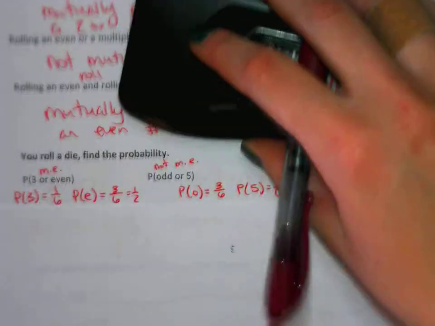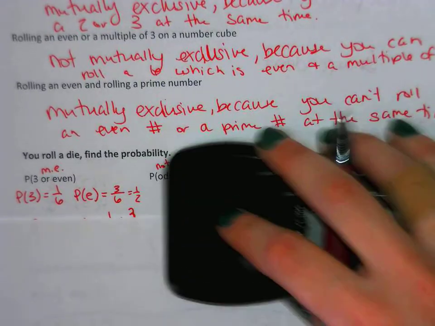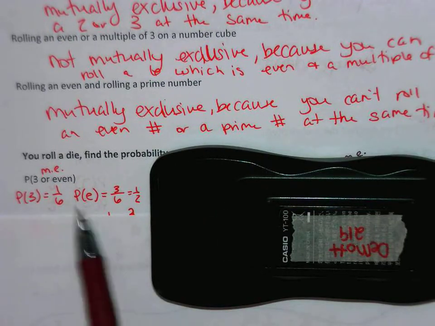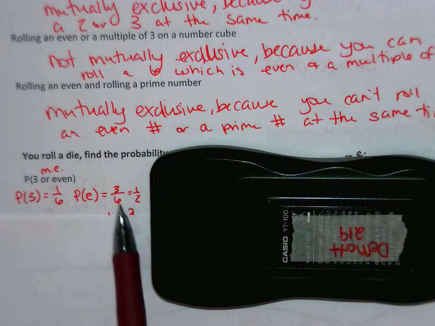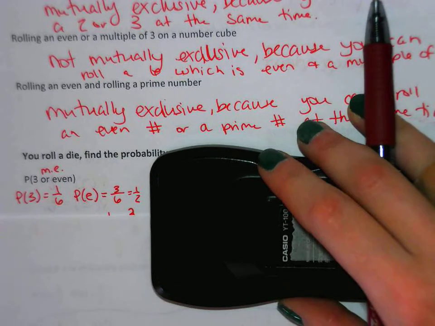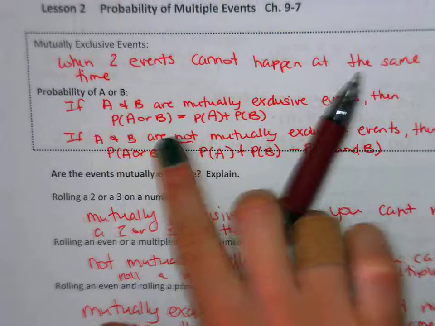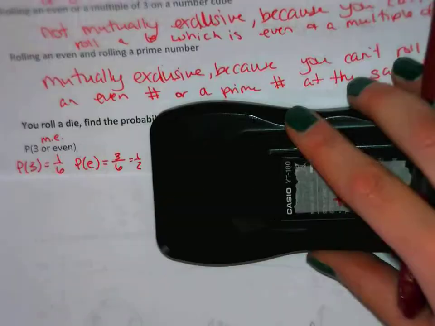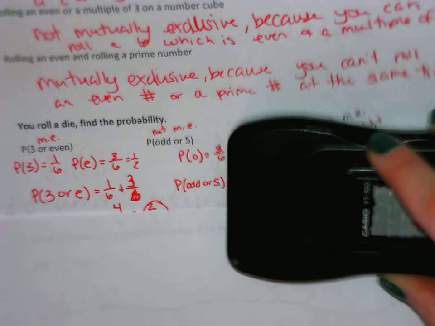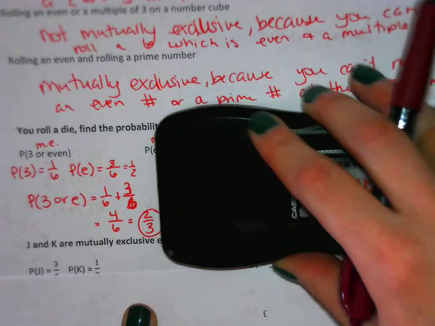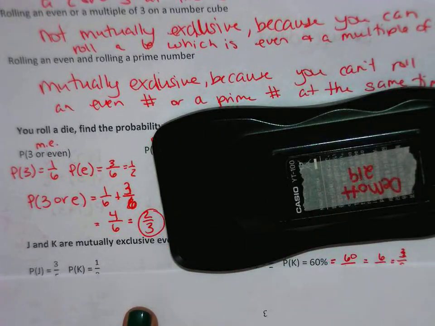Alright, so let's take a look at the first one. So the probability of rolling a 3 is 1 out of 6, and the probability of rolling an even is 3 out of 6, which is also equal to 1/2. So since it's mutually exclusive, we can add those two together. So I'm going to take my 1/6 plus my 3/6, which is 4 over 6. So reduce down to 2 over 3.